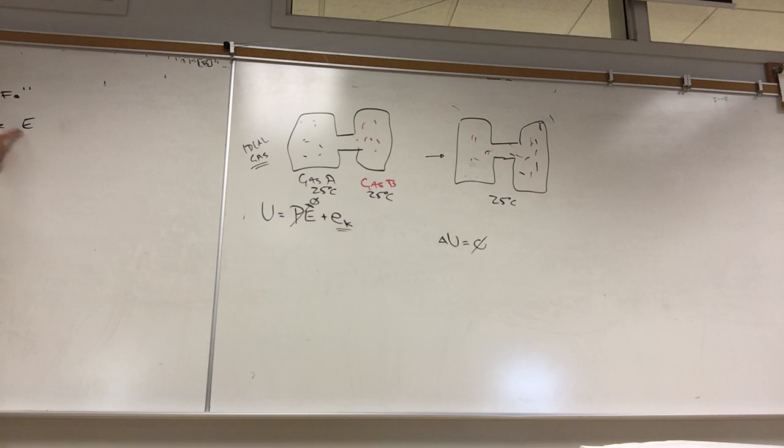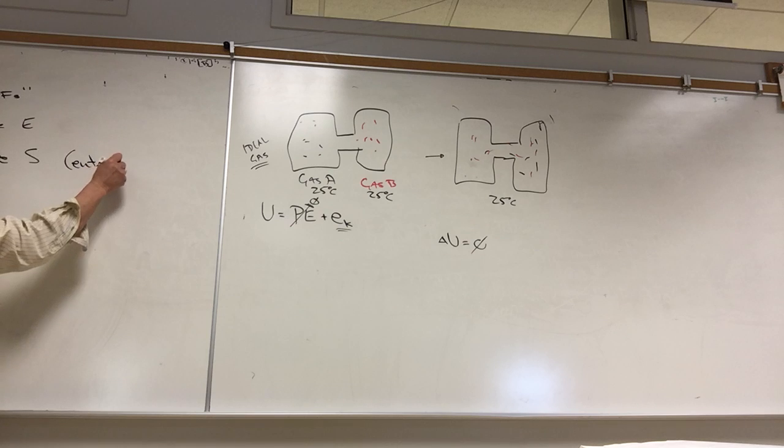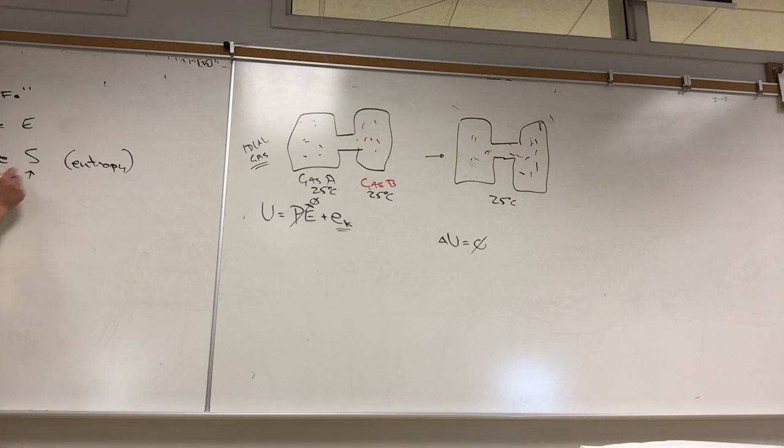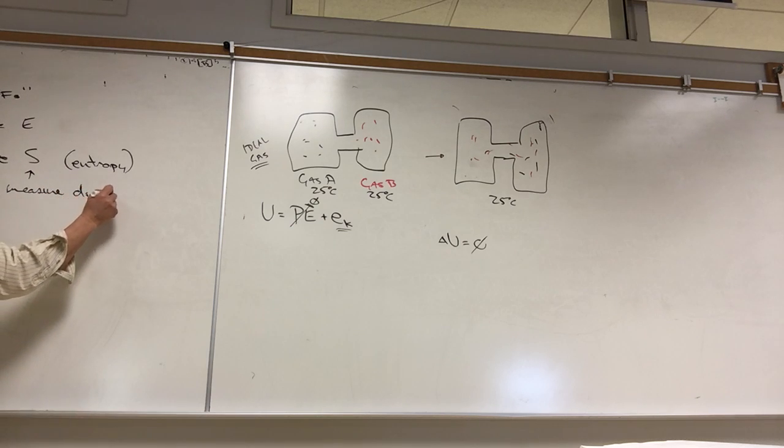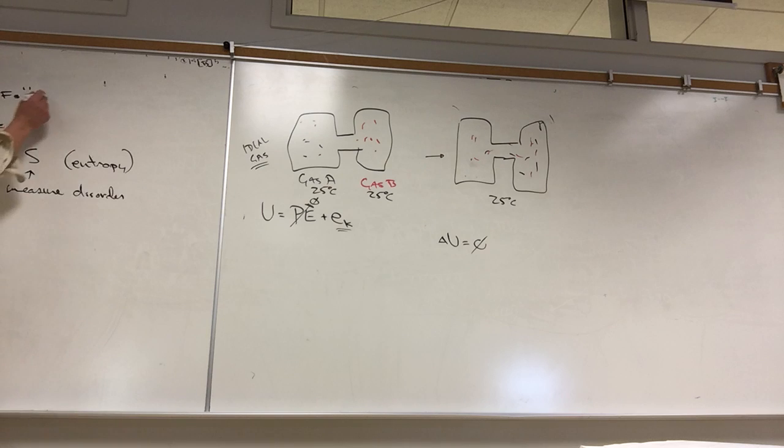Energy can be internal energy or enthalpy, and two, we want to maximize S. S stands for entropy, and S is a measure of disorder in the system. And so we want to maximize the disorder in the system. And so these would be the two driving forces in nature.